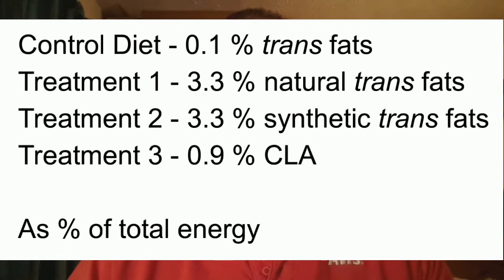Then on top of this, they had another diet that contained 3.3% of total energy as natural trans fats. So that was actually as vaccenic acid, and they had a very similar diet that was also 3.3% of energy, and that was from synthetic trans fats. That was a mixture of synthetic trans fats, and that may have contained elaidic acid, but it also certainly had other trans fats within the diet as well. And then lastly, they had another treatment that contained 0.9% of total energy as one of the isomers of conjugated linoleic acid. So those were the treatments.